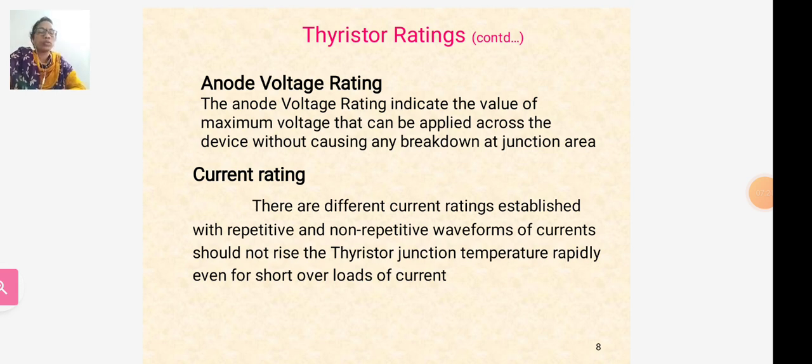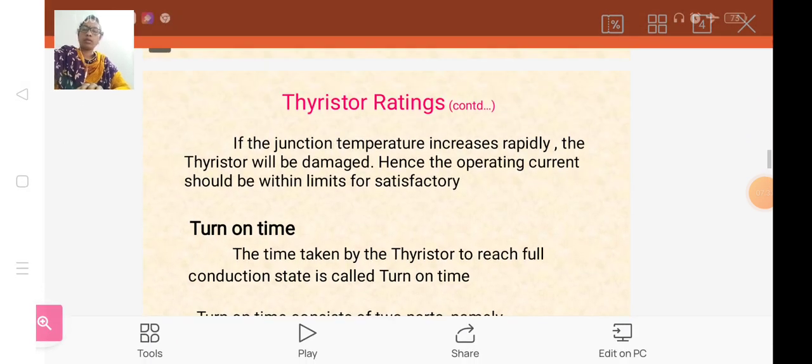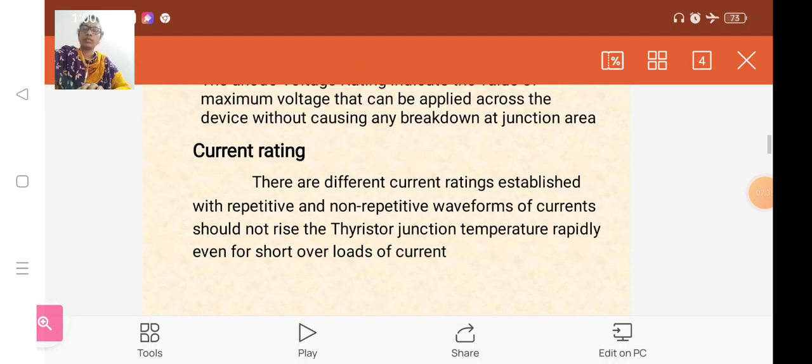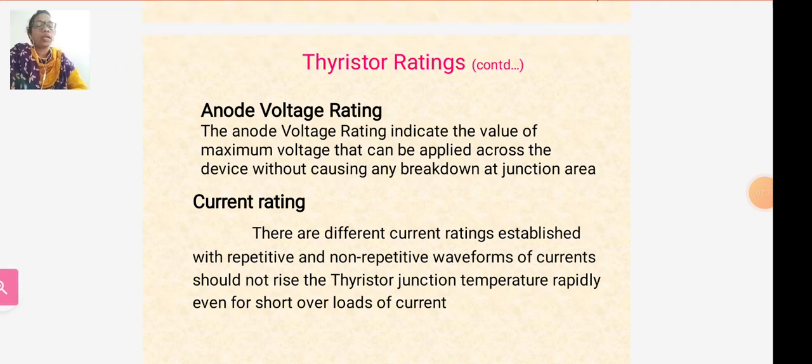Now we are going to discuss the anode voltage rating. An SCR, the thyristor, is made up of four layers and three junctions, as we already discussed in previous classes. The middle junction J2 blocks the forward voltage, and the two end junctions J1 and J3 block the reverse voltage.